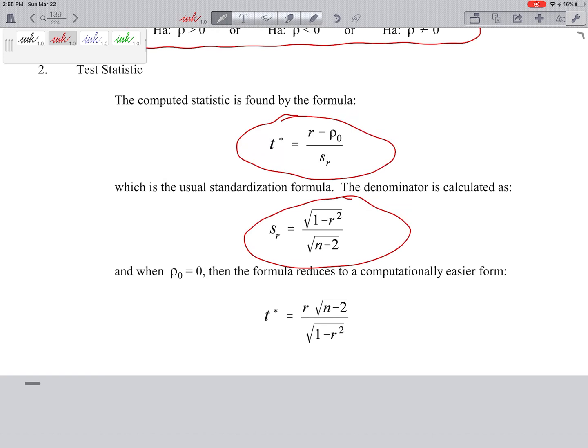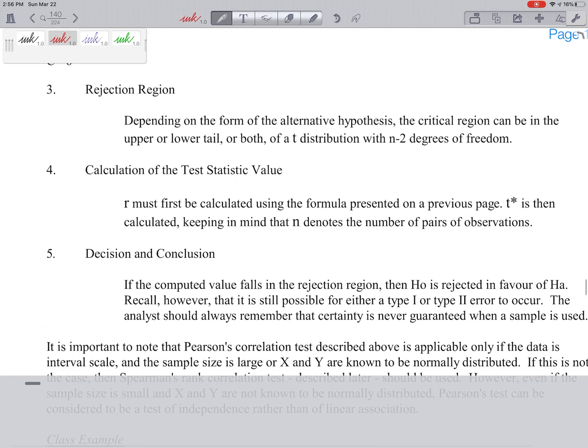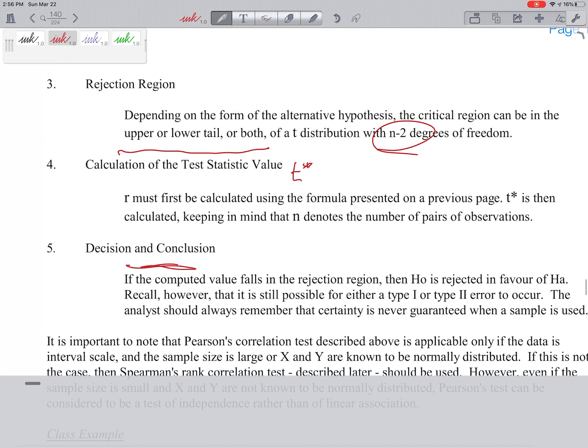We can combine these two formulas into a simpler formula that looks like that. That's the one that we're going to be using here. The rejection region, depending on the form of the alternative hypothesis, is upper tail or lower tail or both, with n minus 2 degrees of freedom. Then we calculate the t star value as usual, and we make our decision and conclusion. So just like any other hypothesis test.